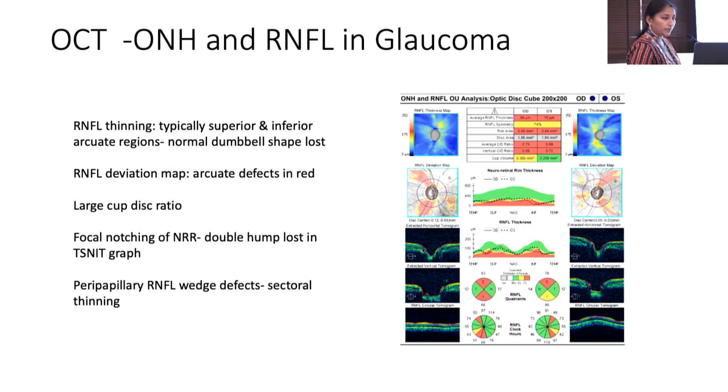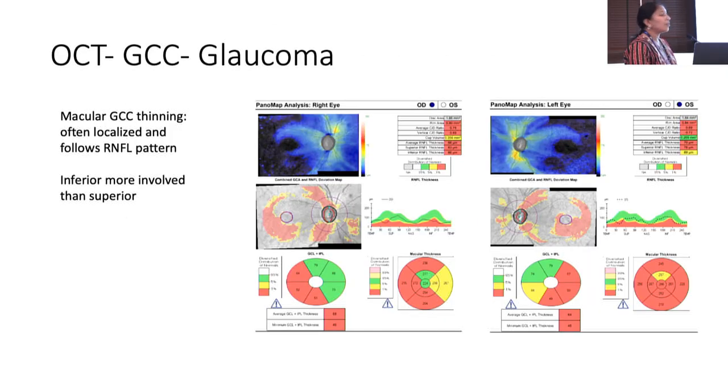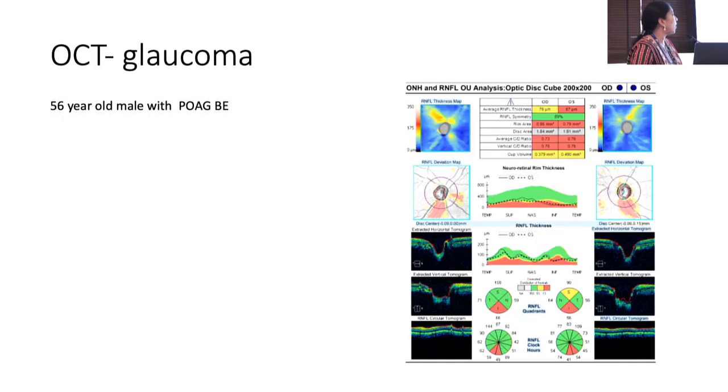Okay. So the OCT GCC analysis for the same patient also shows thinning of the GCC in the inferior as well as the superior quadrants. And for the GCC analysis, usually in glaucoma, the inferior quadrants are more involved than the superior quadrants.